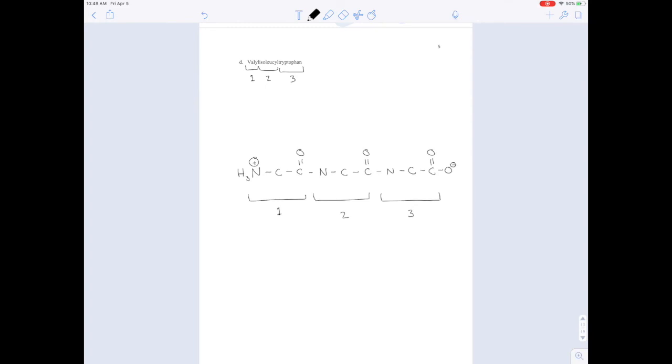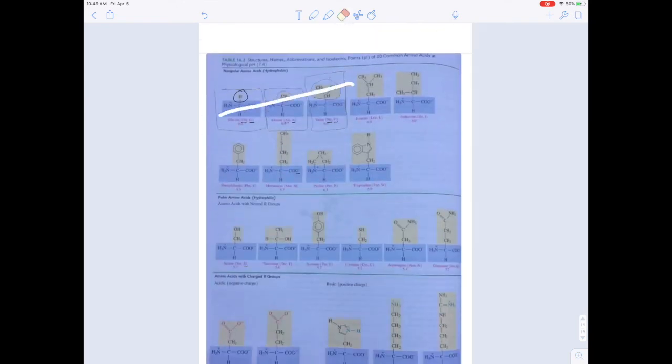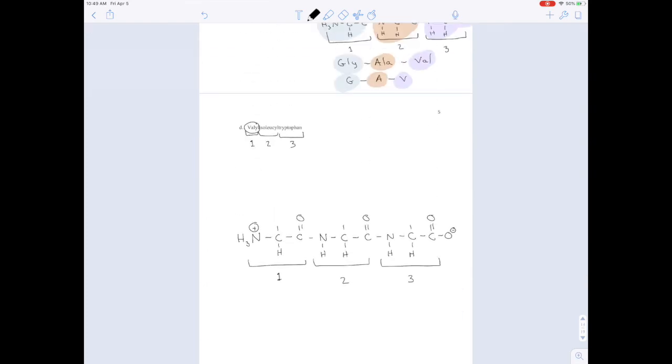Each carbon in the middle, not the carbonyl carbons, but the other carbons, and each nitrogen needs an H. The carbons in the middle that are not the carbonyl carbons need a bond going up for the R group, the group that makes each amino acid different. That depends on which amino acid you are. So valyl most closely resembles valine. And the R group is CH with 2 CH3s. So CH with 2 CH3s.